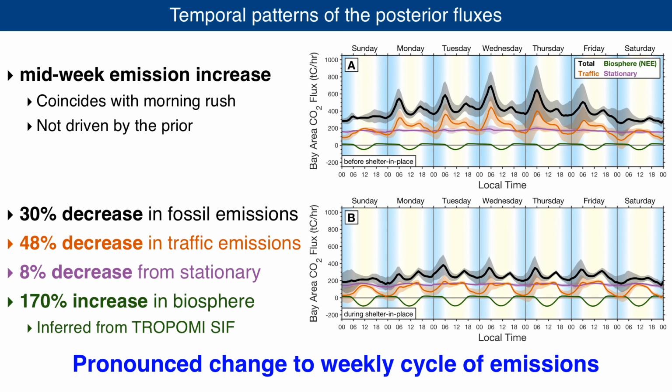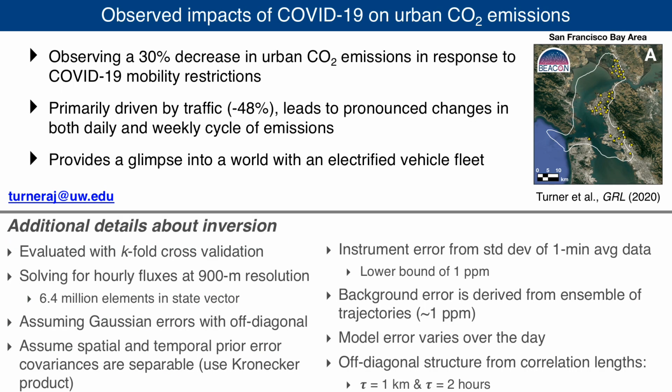Finally, we also see a much more active biosphere, which highlights the importance of using measurements to constrain that signal. In summary, we're finding a 30% decrease in urban CO2 emissions in response to COVID-19 mobility restrictions that is primarily driven by traffic. These findings were only possible because of the dense sensor network employed here, and it really highlights the power of being able to get to these high spatial resolution patterns and separate the different sources.